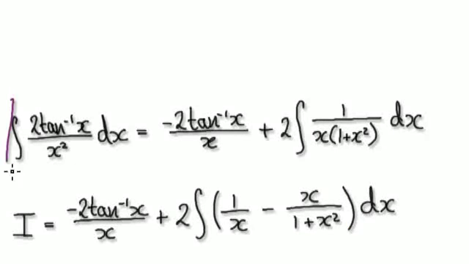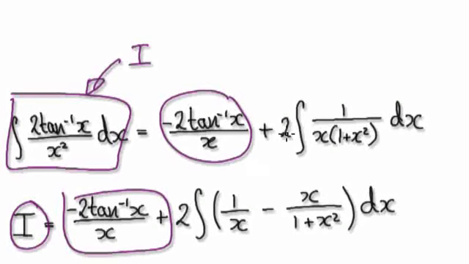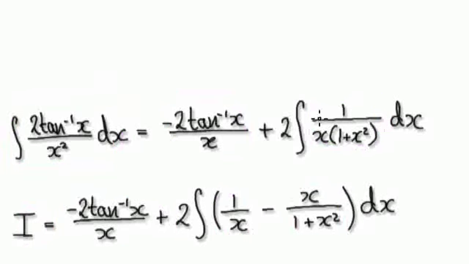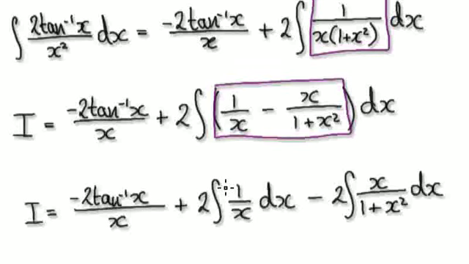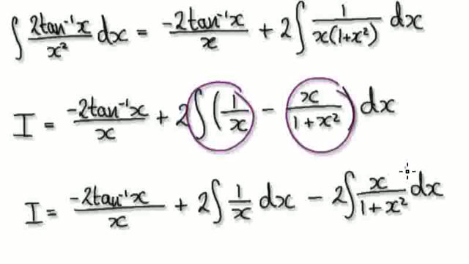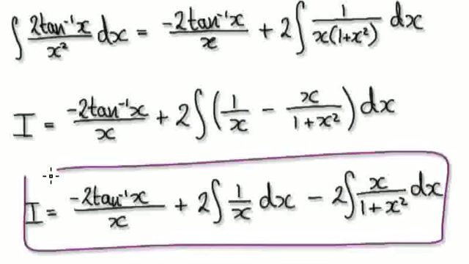And by the way, rather than having to rewrite this every time, let's just call this capital I. So capital I equals this thing, which is this thing here. But then earlier we know that we can break this up as one fraction, take away another fraction. So this thing here is exactly the same as this thing here. So now you can integrate this and then integrate this. That will then take you to here.